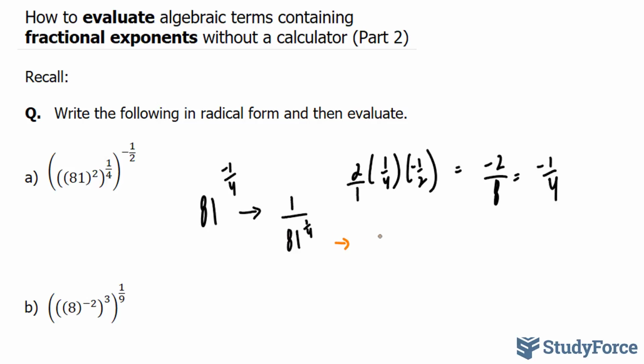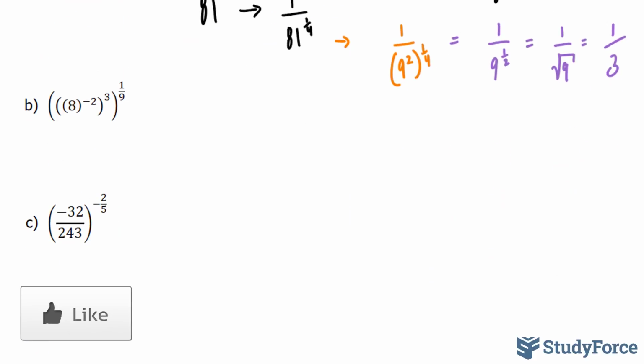Well, we can break it down into 9 to the power of 2, and then leaving this quarter as its exponent. What we can do next is multiply these two exponents, and that gives us 1 over 9 to the power of half, because 2 times 1 is 2, divided by 4 is half. Now that we've established that, we have 9 to the power of half, which is the same thing as saying 1 over the square root of 9. The square root of 9 is 3, so our final answer is a third. We did all of that without the usage of a calculator. Let's move on to question B.